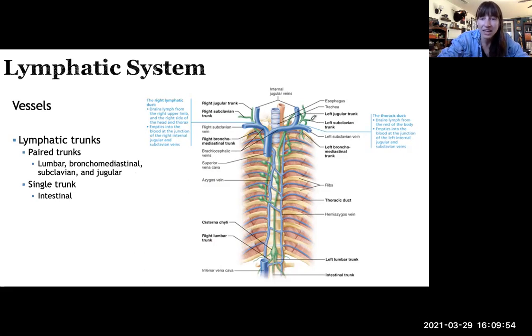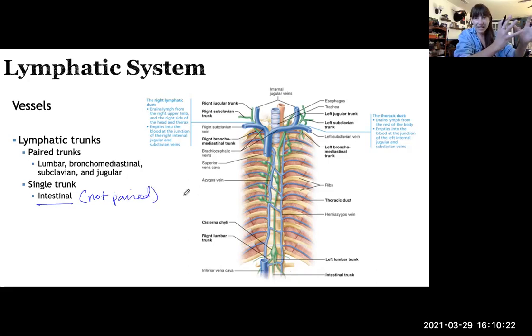Here's your left subclavian trunk, which is going to be below the clavicle, right? Right subclavian trunk mirrored on the other side. Lumbar trunk left, lumbar trunk right. Intestinal trunk is the only one that's not paired. That's your single trunk, okay? Not paired, right?